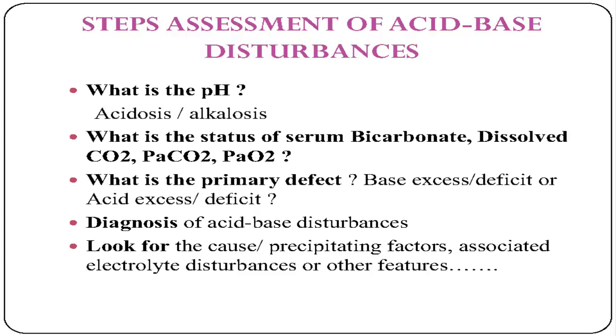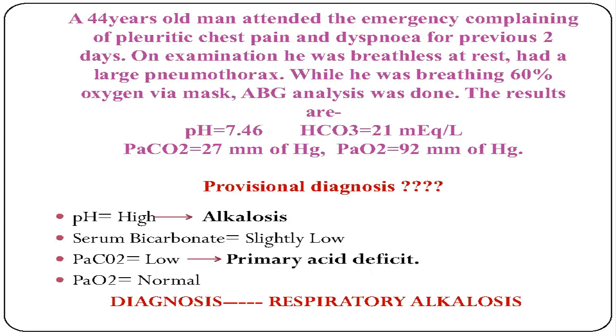So this is the stepwise assessment of the acid base disturbances. First, what is the pH, then what is the serum bicarbonate, dissolved carbon dioxide, partial pressure of carbon dioxide and oxygen, then what is the cause of the acid base disturbance, metabolic or respiratory, and lastly what are the cause or precipitating factor or associated electrolyte or other parameter disturbances. Clear? Now I am going to the next slide. This is the chart proper.